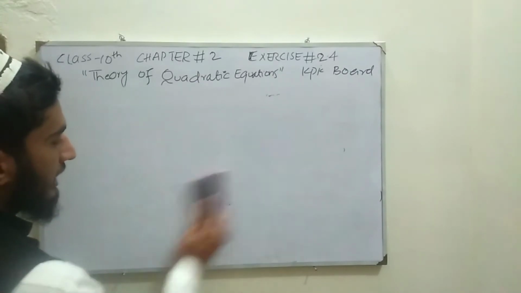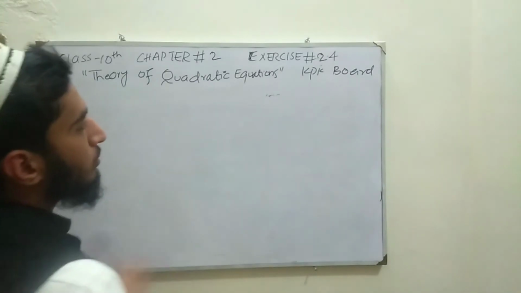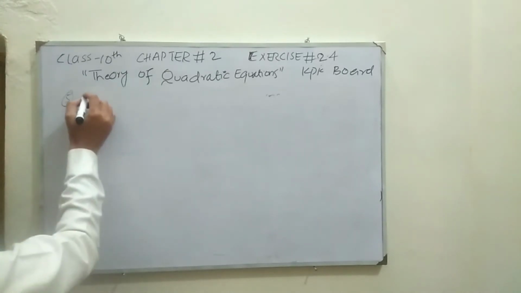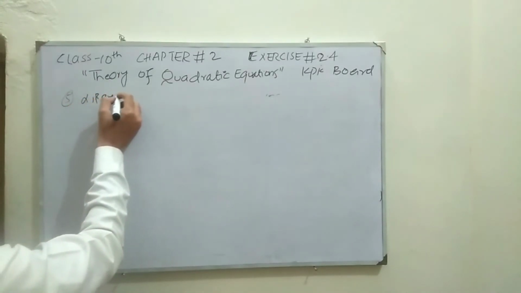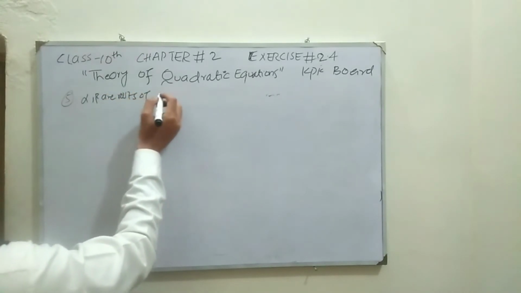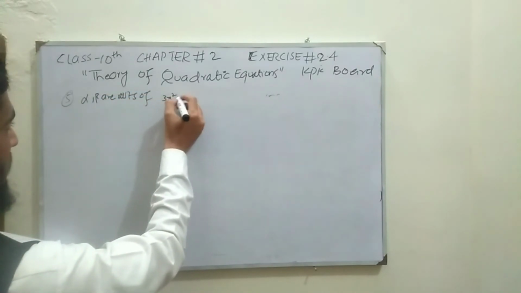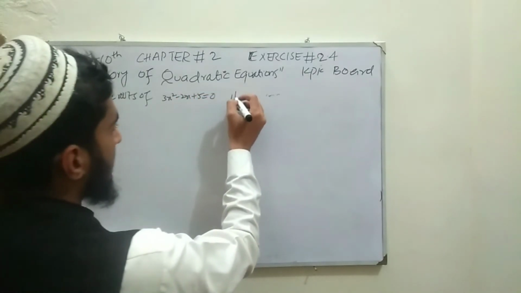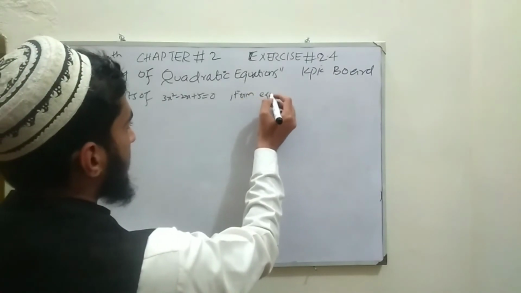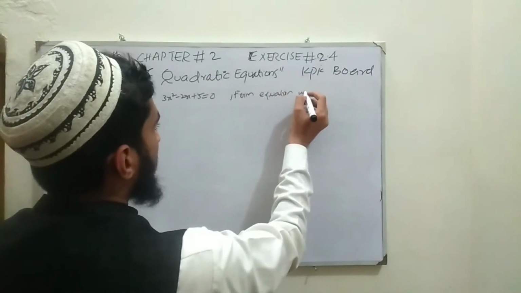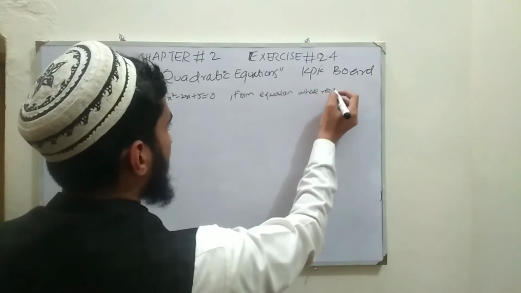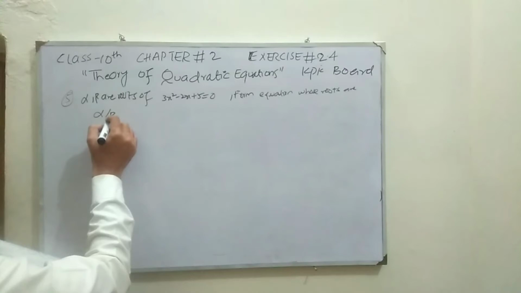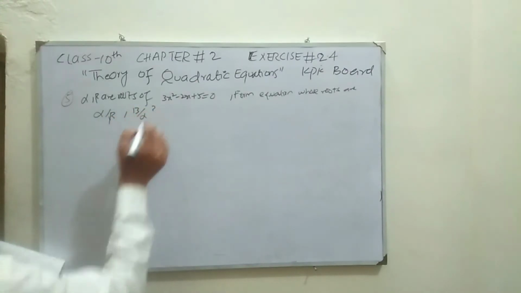Fifth and sixth question is very important in this exercise in both points of view. Fifth question is, if alpha beta are the roots of 3x square minus 2x plus 5 is equal to 0, then form the equation whose roots are alpha over beta and beta over alpha. These are the roots to the given quadratic equation.